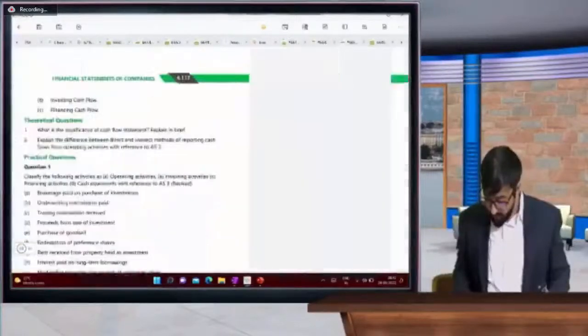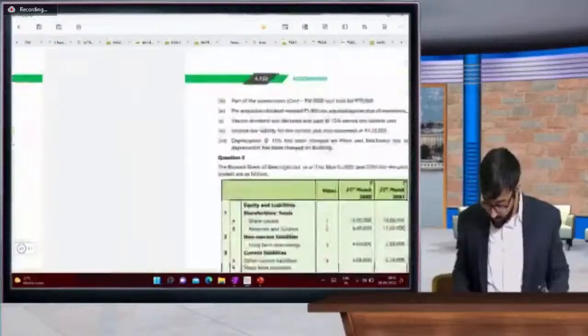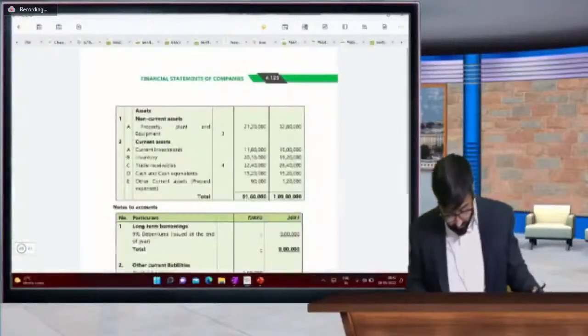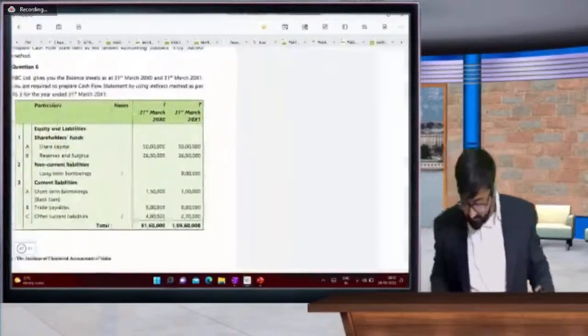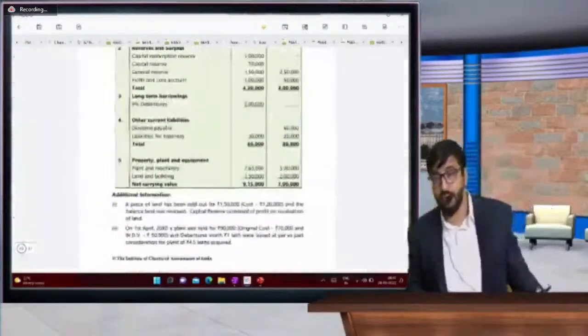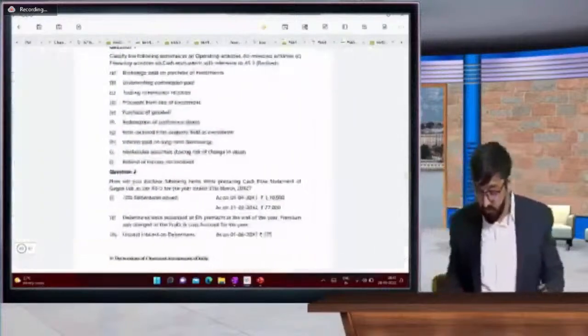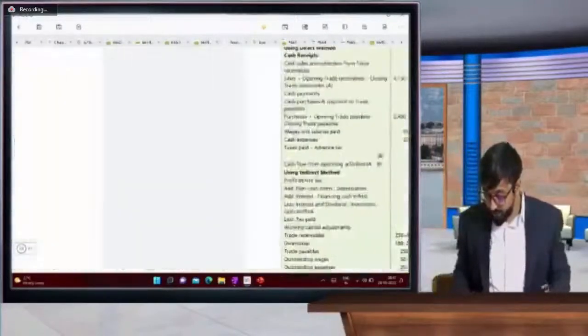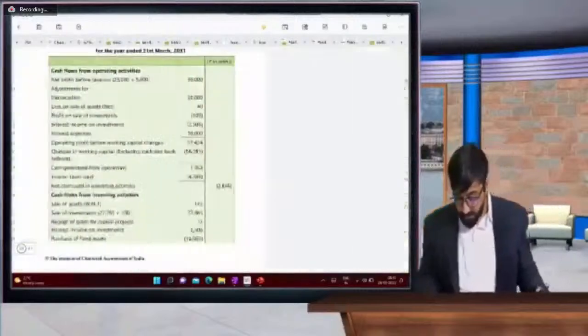How many TYKs are there? Just checking. 1, 2, 3, 4, 5, 6, 7. Okay, only 6. So please, beta, day after tomorrow, finish all these illustrations. Now you know the technique very well. So we'll solve 2 illustrations now, and the remaining we will cover in the next session.